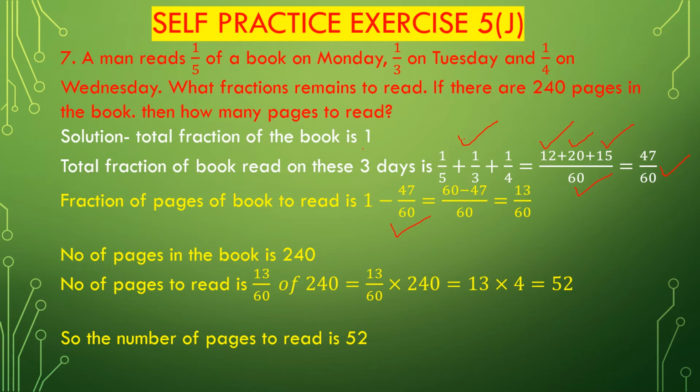1 minus 47 divided by 60 equal to, multiply 60 with whole 1. 60 multiplied with 1 is 60. 60 minus 47 divided by 60. 60 minus 47 is 13 divided by 60. Now fraction of pages to read is 13 divided by 60.